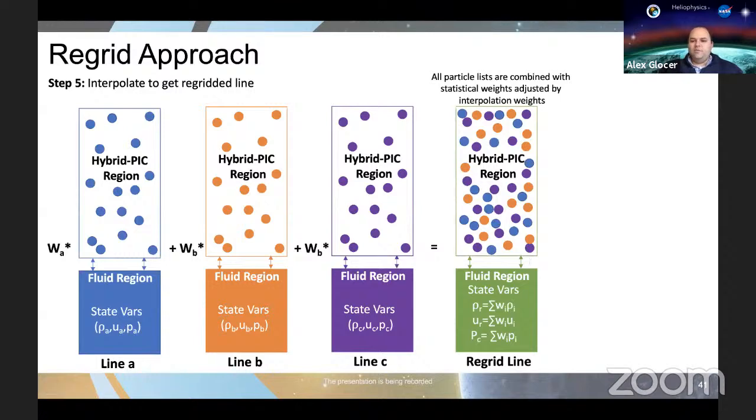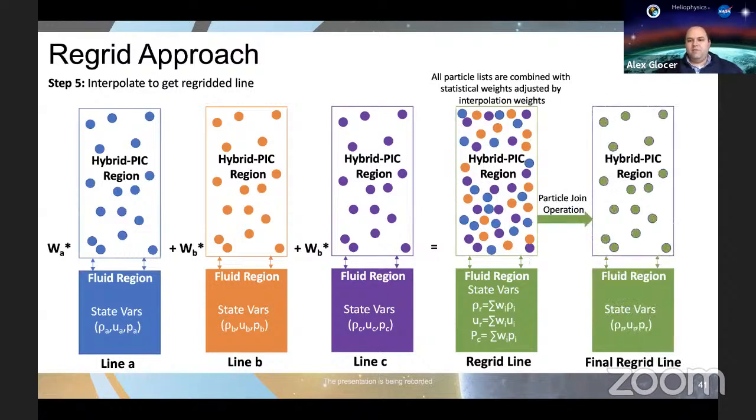And so I have to have one more step, which is a particle joining operation in order to combine particles together while maintaining the state variables in the distribution function in order to reduce my total number. And so after I do that, now I have my new final, resampled field line. And so I have a few tests to show that this is working.